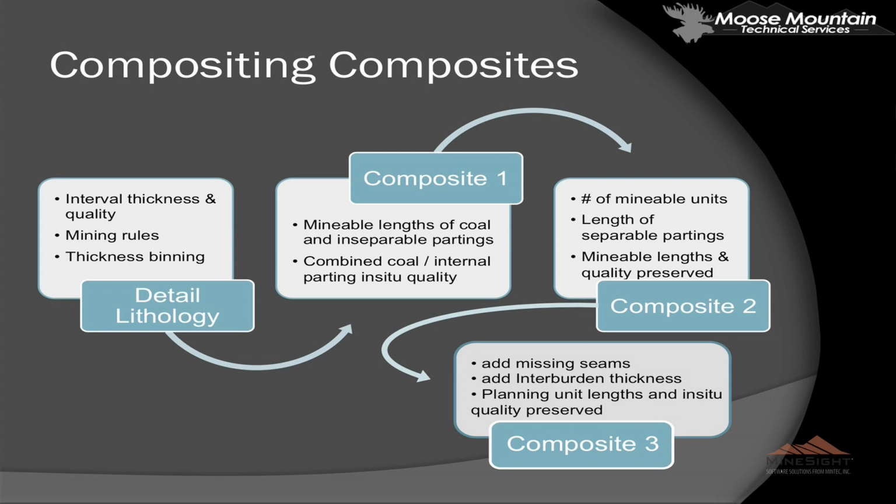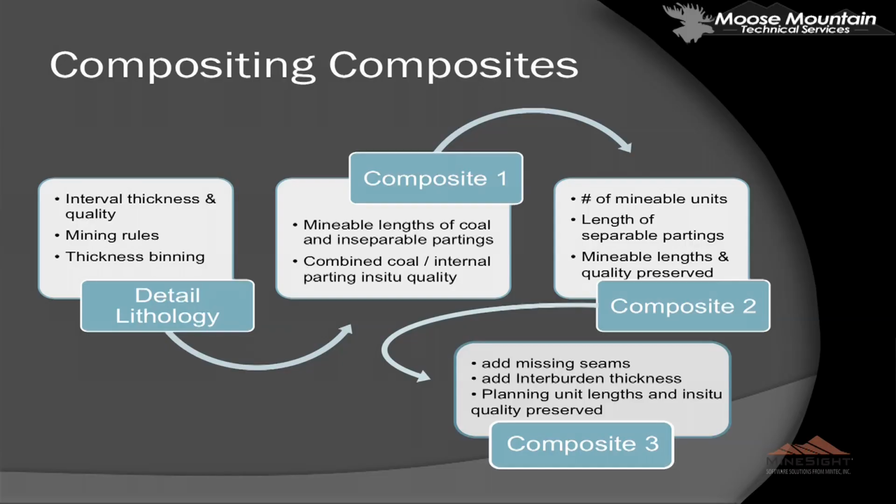When we tag again the second time, what we're doing is tagging separable partings between the mineable units. And once the tagging is done, we're able to composite a second time. Compositing the second time creates the planning unit, and the mineable lengths and the quality of the coal in that planning unit is preserved.